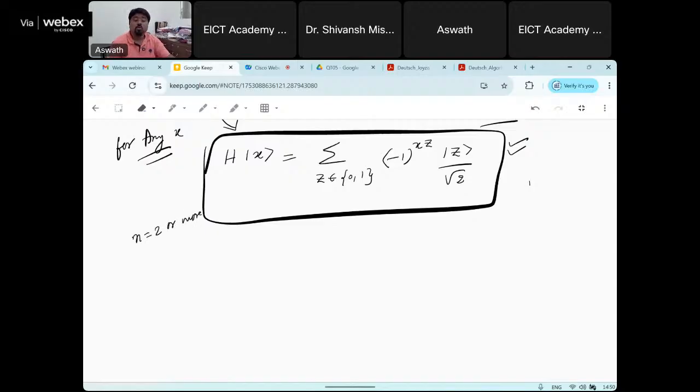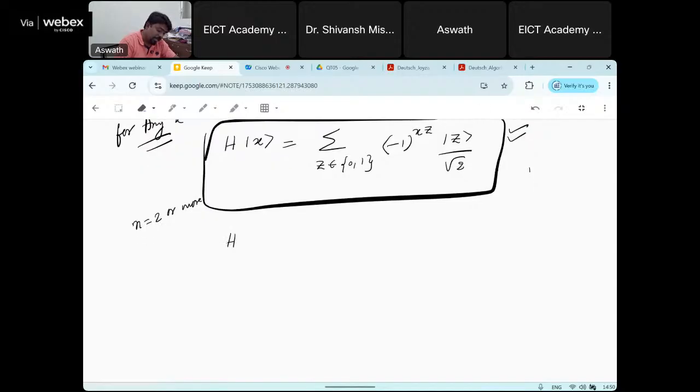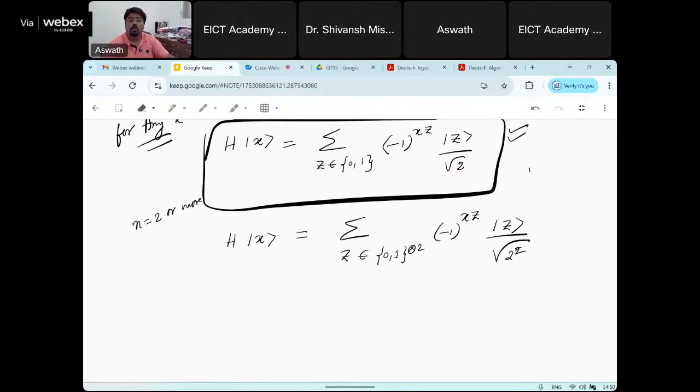Okay, two or more query registers are there in that case. In this case, what happens? You see carefully, H acting on X, summation over x belongs to {0,1} tensor square, minus 1 to the power of x into z, divided by 2 to the power of 2. This is what the output would look like.